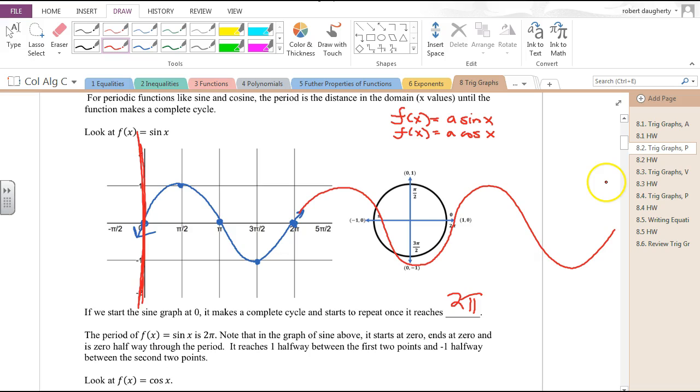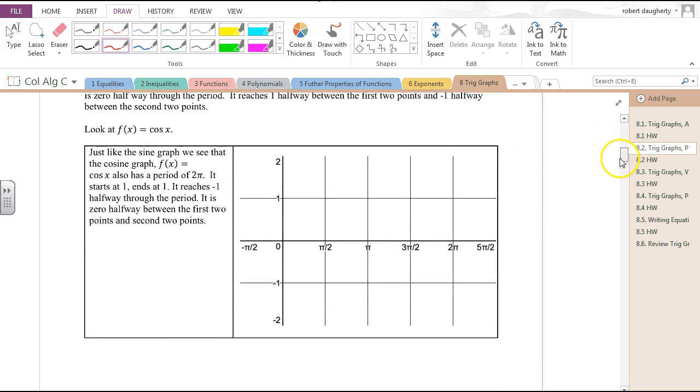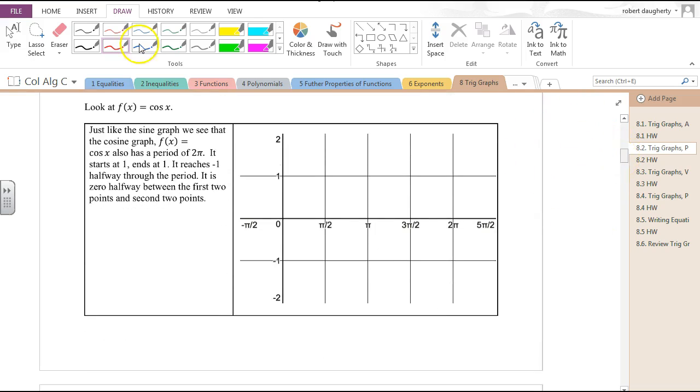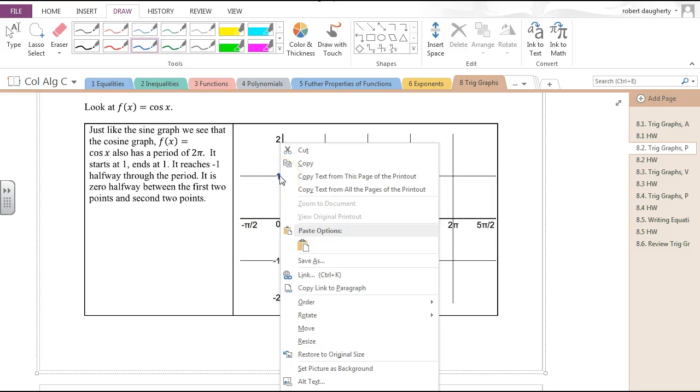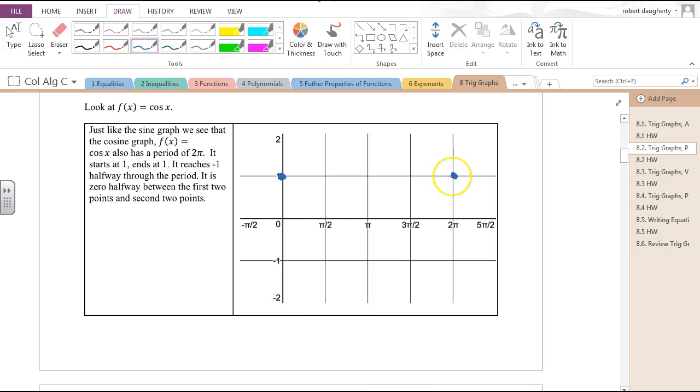So let's look at the cosine function. When we graph the cosine, it starts at what? 1. Okay, and therefore it's going to end at 1, because those are the same points, 0 and 2 pi, okay? Halfway in between, it's what? Okay, and then halfway between those first 2 points is 0. Halfway between these 2 points is 0.